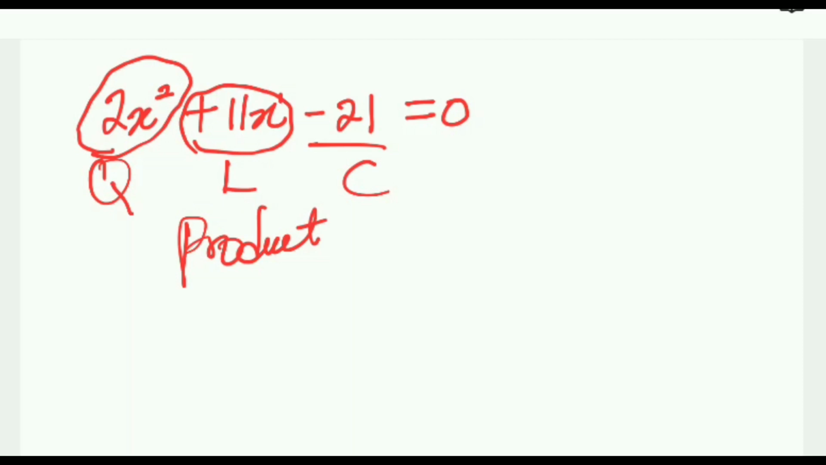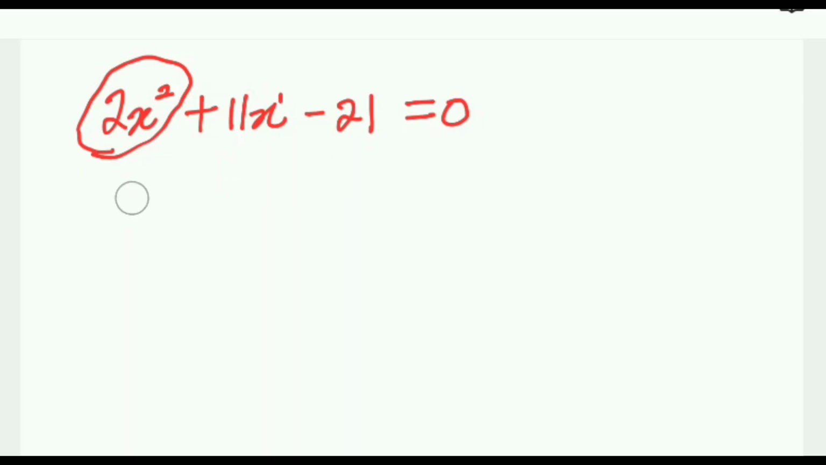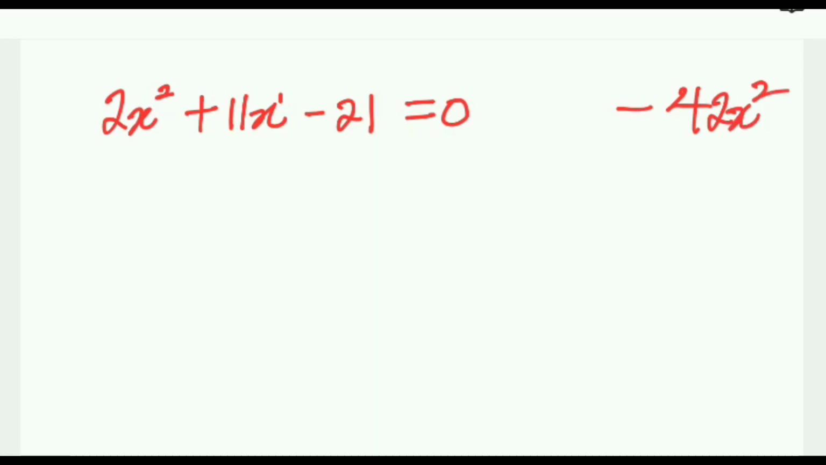And so the first thing to do is to get the product of the quadratic term and the constant term. The quadratic term here is 2x squared. So 2x squared times minus 21 will give us a value of minus 42x squared. When the product is negative, the two factors will have two different signs.